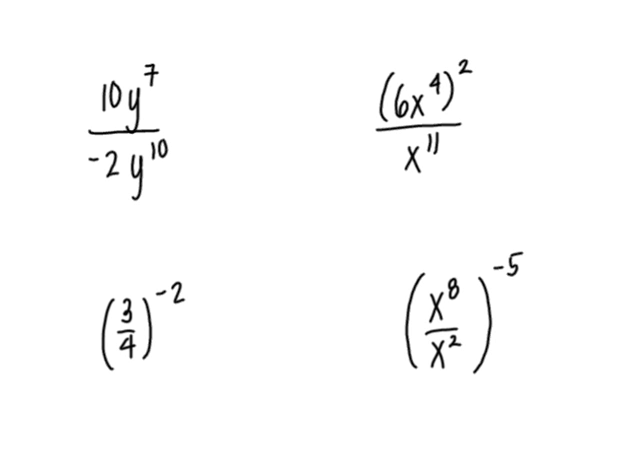Continuing with section 5.7, we have 10y to the 7th over negative 2y to the 10th. Simplifying that, we would have 10 divided by negative 2, and that would give us a negative 5. Subtracting the y's, we would end up with y cubed in the bottom since 10 was larger. So my answer is negative 5 over y cubed.